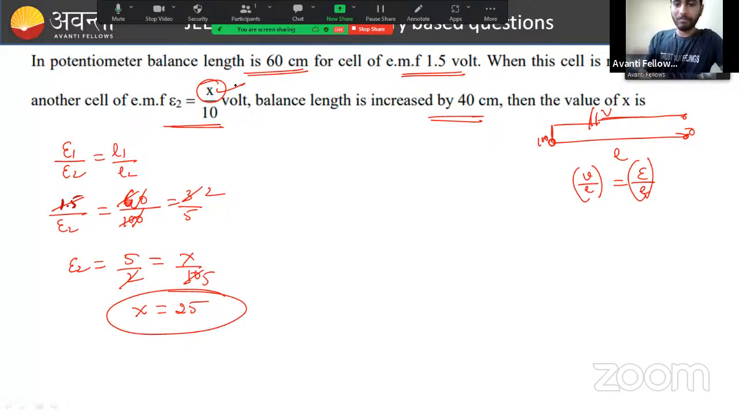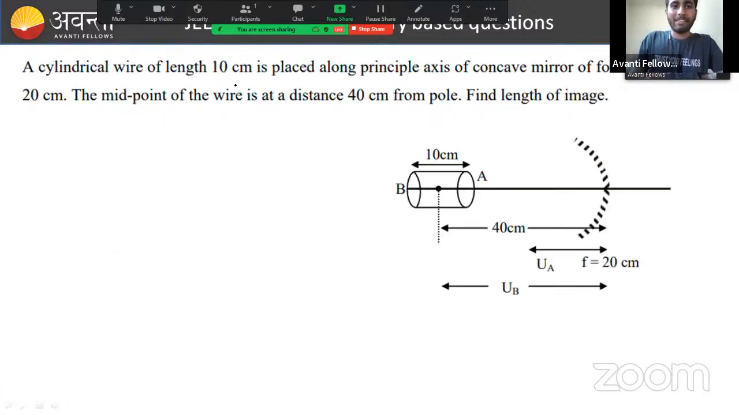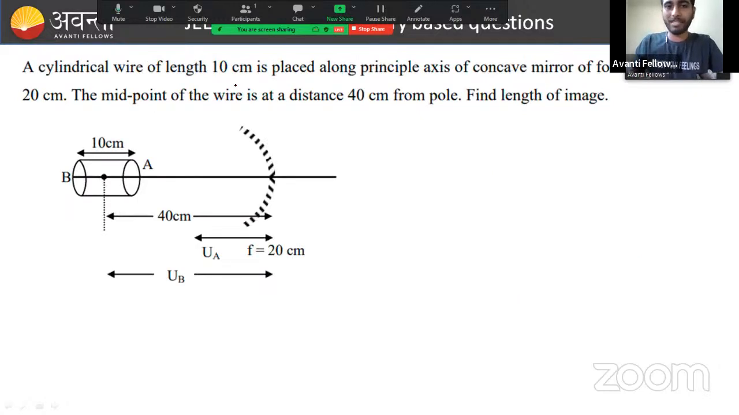Is it clear for everyone? This is a potentiometer. It is an easy concept. You need to analyze it and you have to express the answer properly. Hope it is clear for everyone. Okay, I will give this one for homework. Guys, try it at home. I couldn't express this one in the proper time.